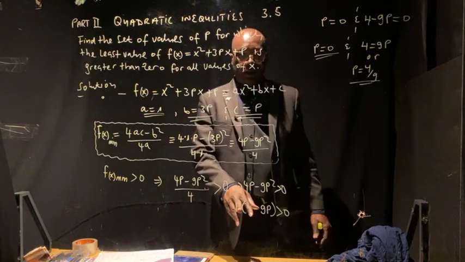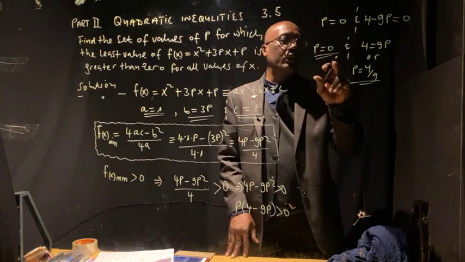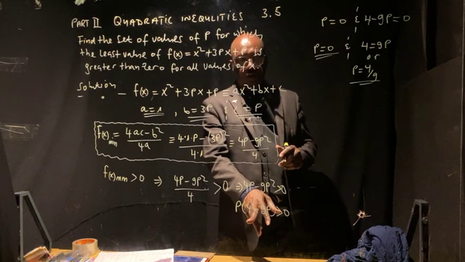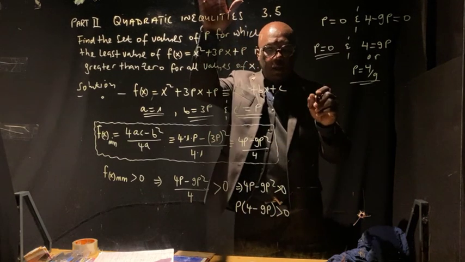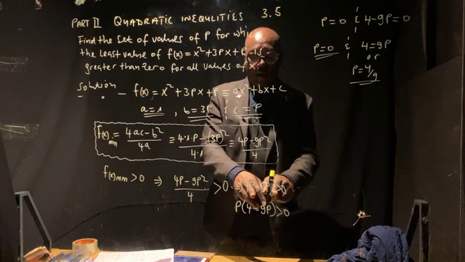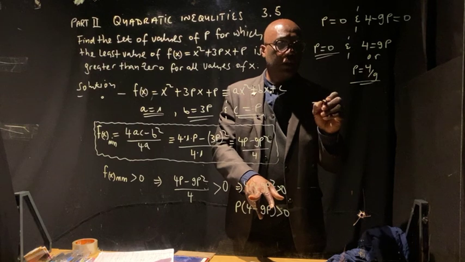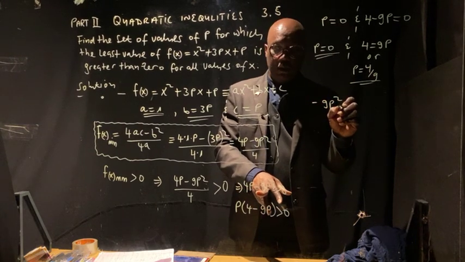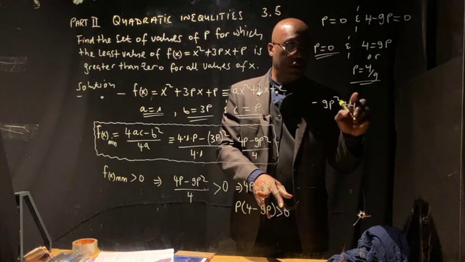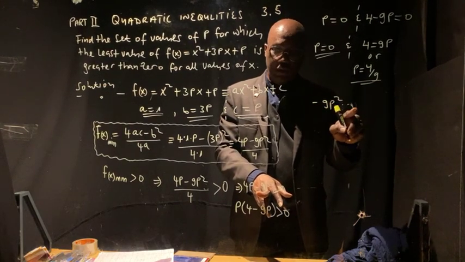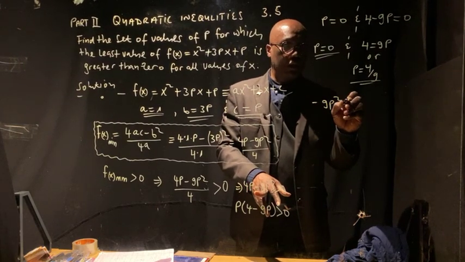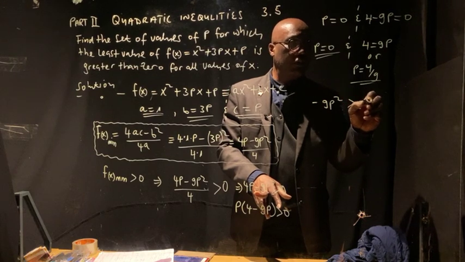Now, let's come back to this inequality again. We now know the points where the curve will cross. Here, we will have minus 9p squared plus 4p, or we will shift the 4p to the other side. So it becomes minus 9p squared is greater than minus 4p.